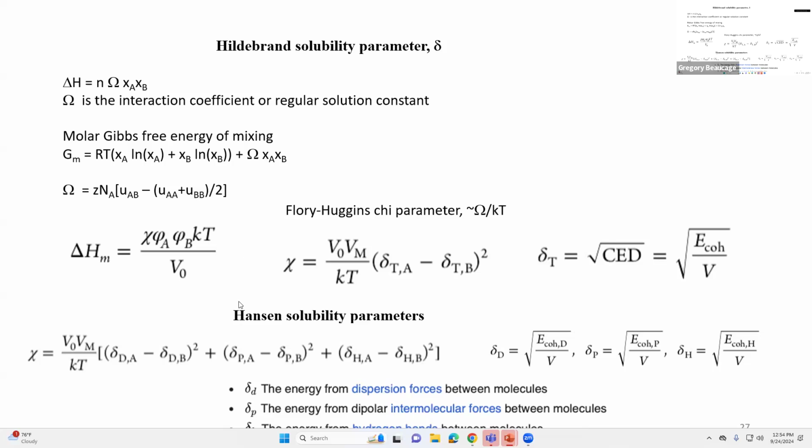Then in 1967, this guy Hansen did a PhD, and he said he could improve on that. He improved on it by saying it's not just one number. Things have different features to them: dispersion, so London forces, dipolar interactions, and hydrogen bonds.